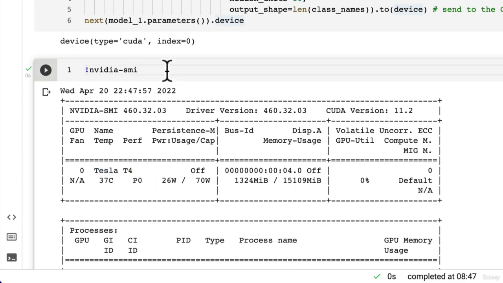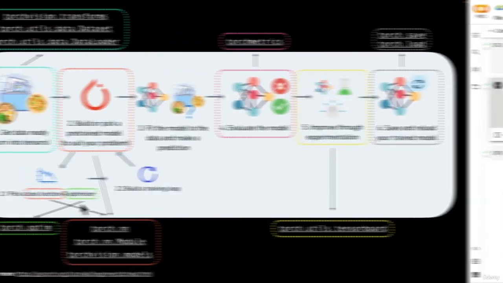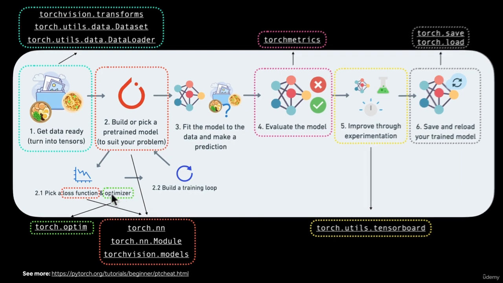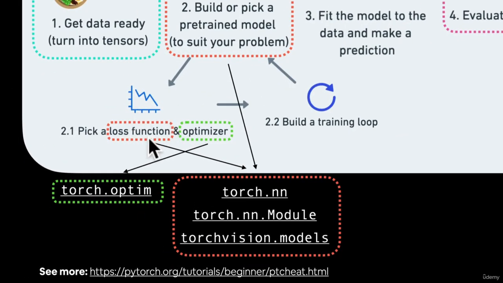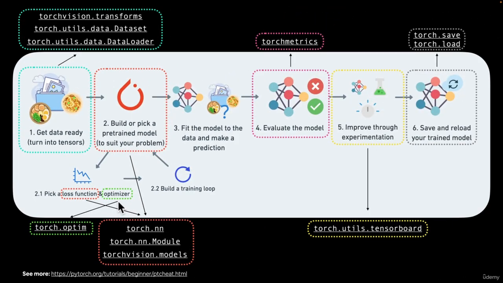Now, we've got a couple more things to do. Now that we've created another model, if we go back to our workflow, we've just built a model here. What do we have to do after we build a model? We have to instantiate a loss function and an optimizer. We've done both of those things for model 0, so that's what we're going to do in the next video. But I'd like you to go ahead and try to create a loss function and an optimizer for model 1. The hint is that they can be the exact same loss function and optimizer as model 0. So give that a shot, and I'll see you in the next video.